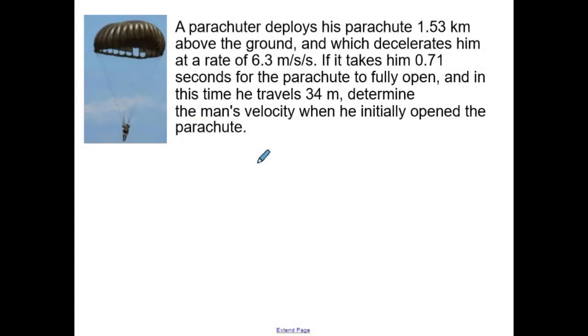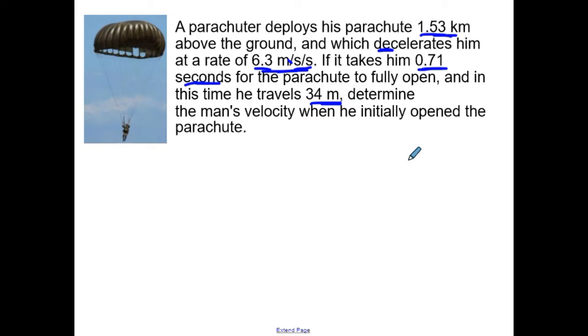Next example, a parachuter deploys his parachute 1.53 K above the ground. So we have a number here, 1.53 K. It looks like we have a deceleration of 6.3 meters per second, and by the way, that is another valid way of writing meters per second squared. Just wanted to show you that. It looks like we also have a time value right here, and we have another distance value.